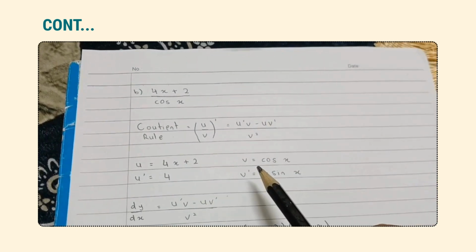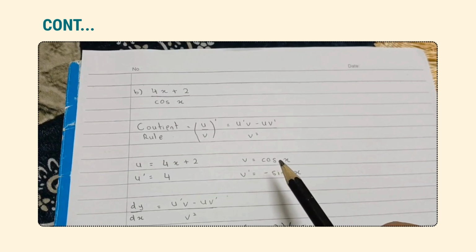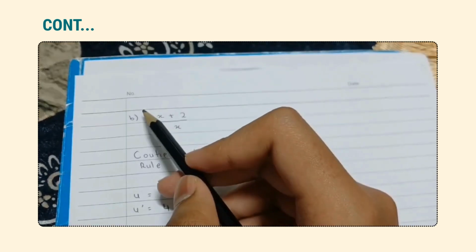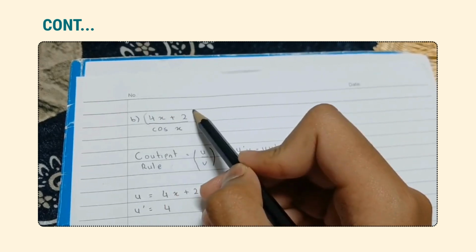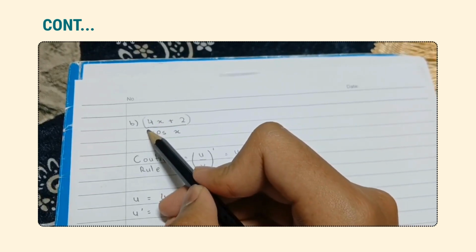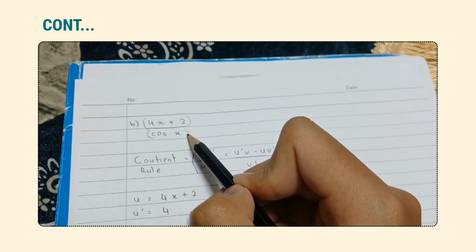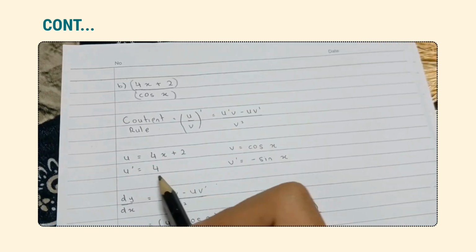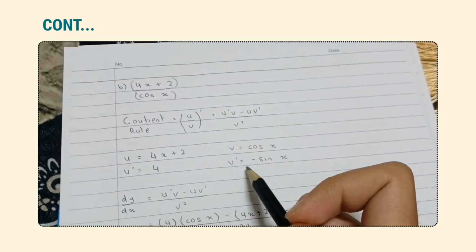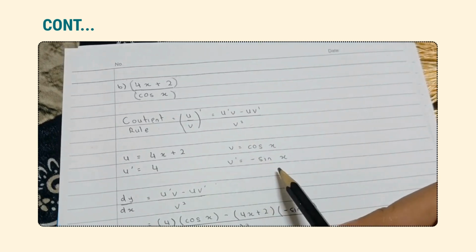Step 1, we need to identify which one is u and v. For u it is 4x plus 2, and for v it is cos x. For u prime, we got 4, and for v prime, we got negative sin x.